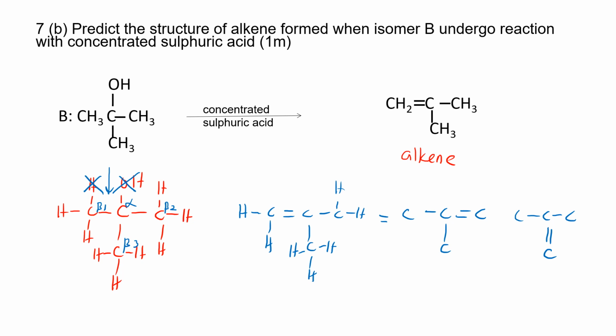So that's why for this case, you can check your beta 1, 2, 3. If it's the same thing, you just show me one answer, that is enough. If it's different, you need to show more answers. So for this one, the answer is one product only. That is an alkene.